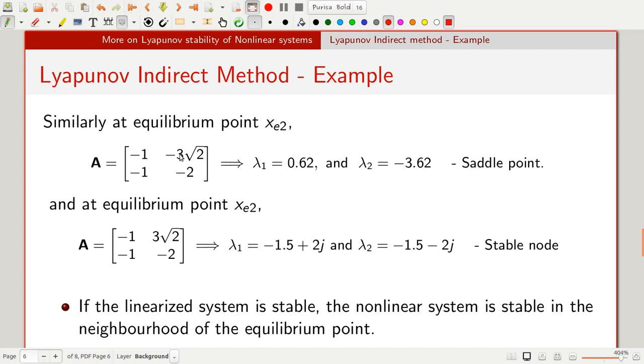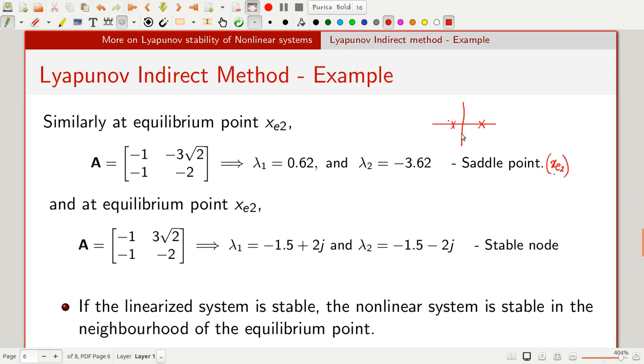Okay, so we will go to the next equilibrium point xc2, and substituting the values of the equilibrium point here, we get this A matrix and we get the lambdas like this. Lambdas like this means one of the lambdas is on the right of the imaginary axis, the other one is on the left, right? So this shows that the equilibrium point xc2 is a saddle point.